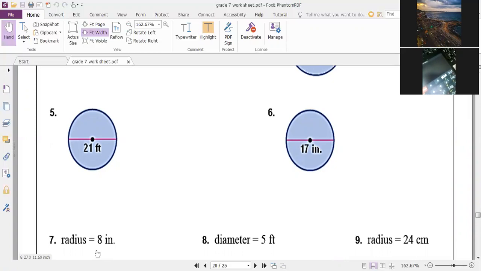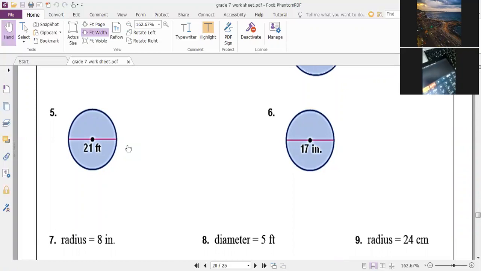If we go to example number 7, he gives me the radius is equal to 8. The radius of the circle means the line segment joining the center and a point on the circle. This is called the radius, but this whole line is called the diameter. So the radius here is 8.